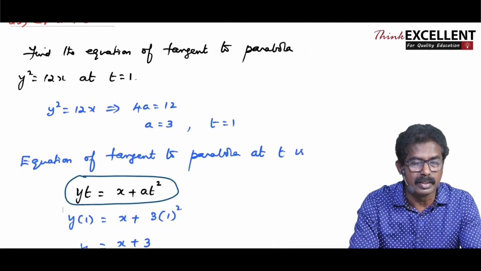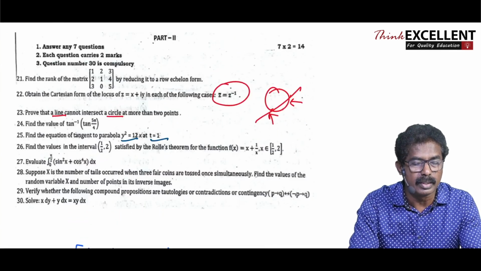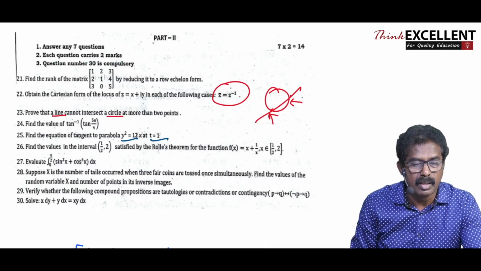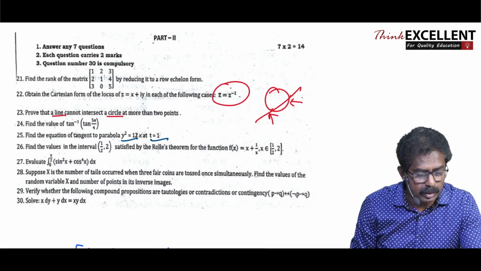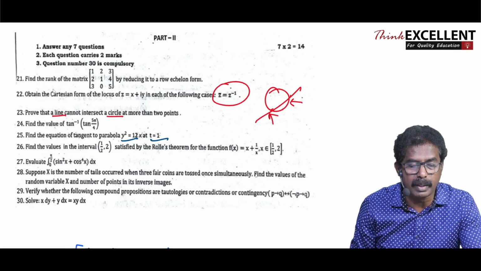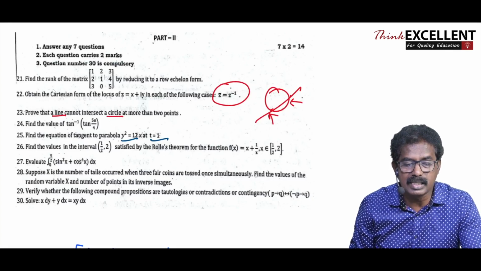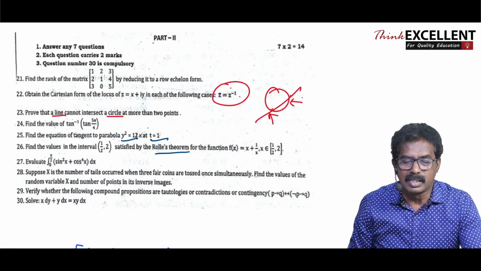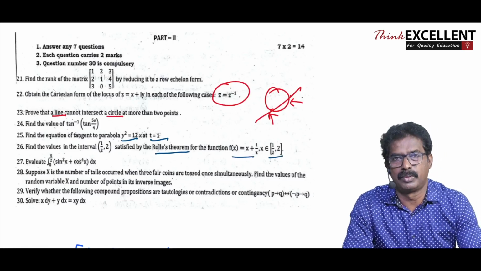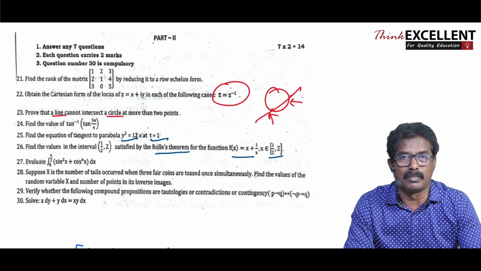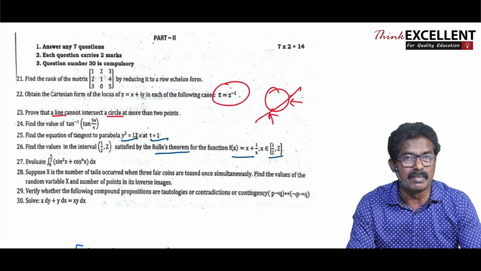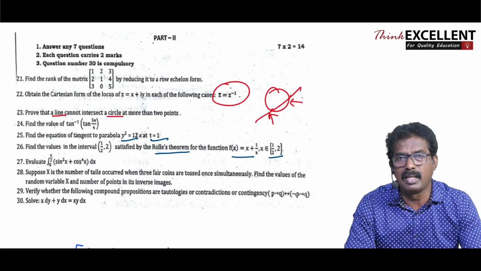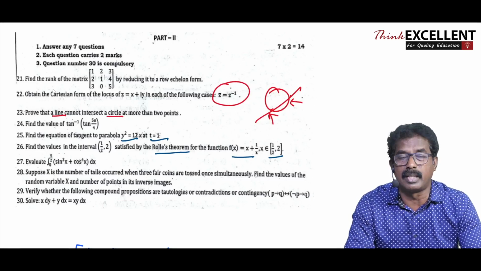Okay, that is sum number 25. Now next, question number 26: find the value in the interval 1 by 2 comma 2 satisfied by Rolle's theorem for this function, in this closed interval. So you must know what Rolle's theorem is. Rolle's theorem and Lagrange's mean value theorem, both you prepare well. For 2 mark and 3 mark, these are very important areas.